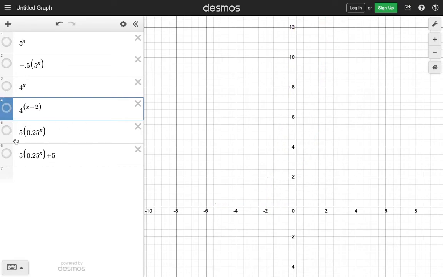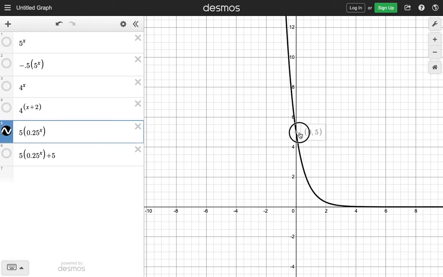And over here, we're adding 5, so everything's going to vertically go up by 5. The parent function is over here. Say, increasing function, or decreasing, it's a decay because it's going this way. The y-intercept is going to be 0 and 5. And then we put the parent function in. Everything shifts up by 5. Right? And it shifts way up here.